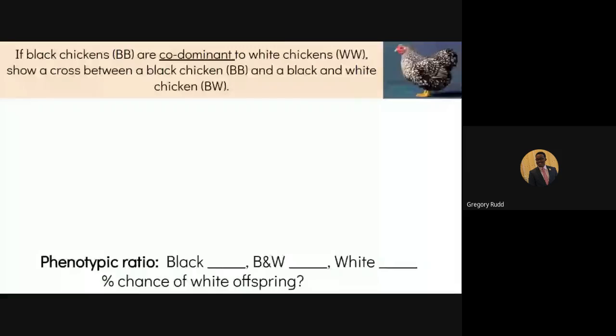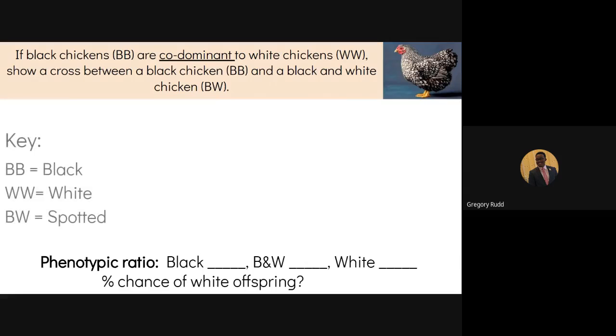So here's a practice problem that says if black chickens are codominant to white chickens, show a cross between a black chicken and a black and white chicken. So always when we are involving these crosses or these Punnett squares, our first step, as we know, is to make a key.